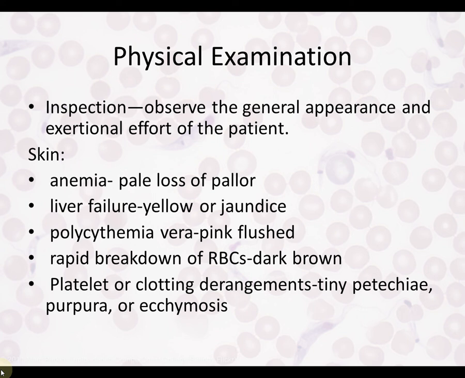Okay? Platelets and clotting derangements often produce tiny capillary bleeds that manifest as petechiae or purpura or ecchymosis that you can see on these patients' skin on physical examination. So you need to pay very close attention to what their skin looks like.